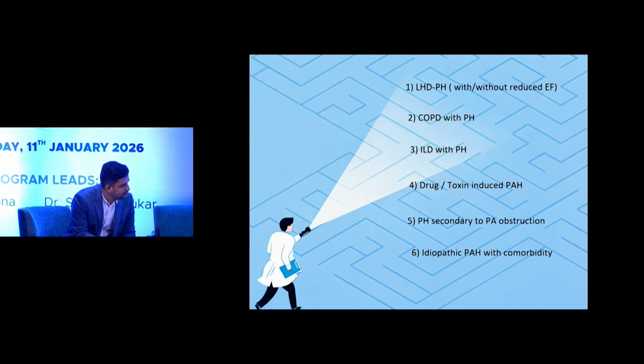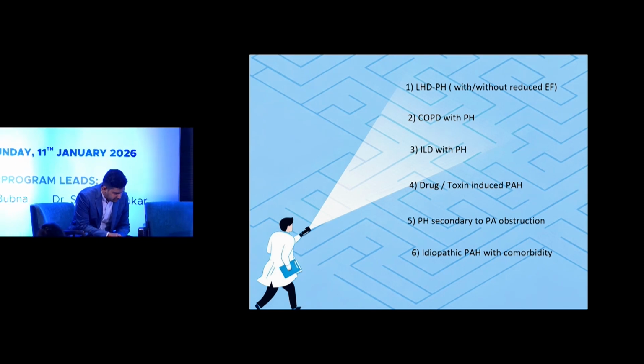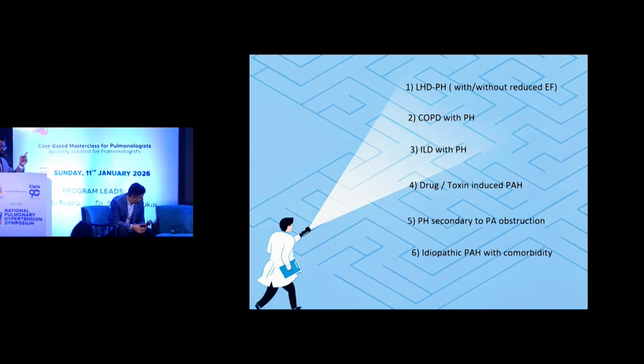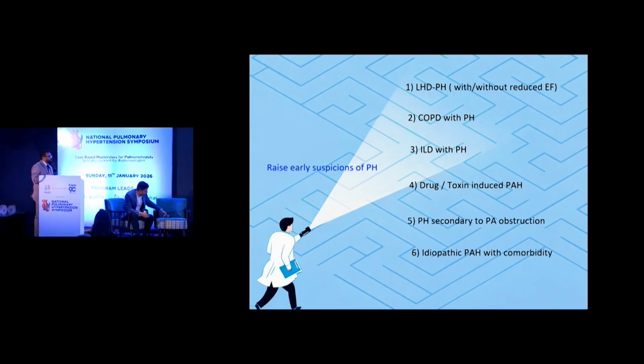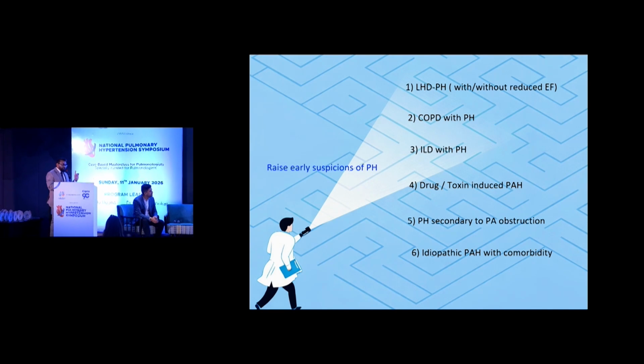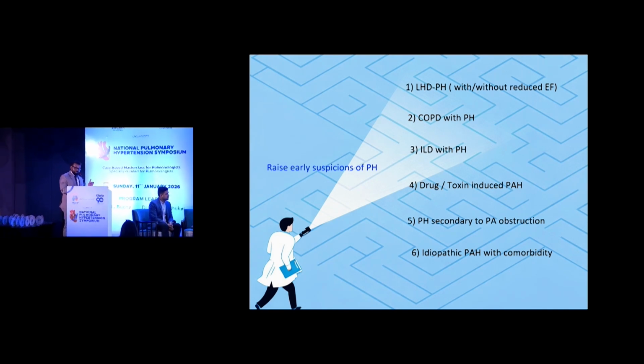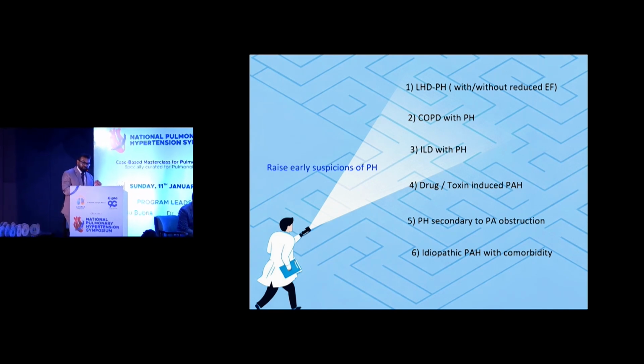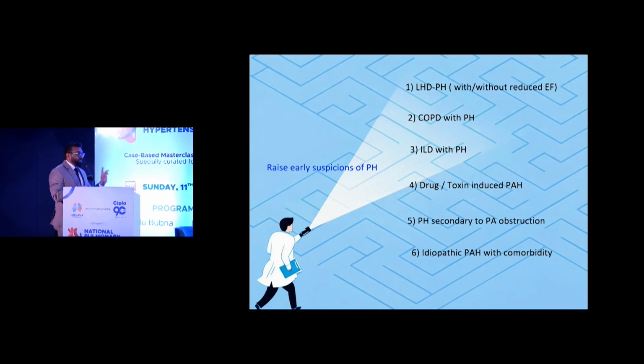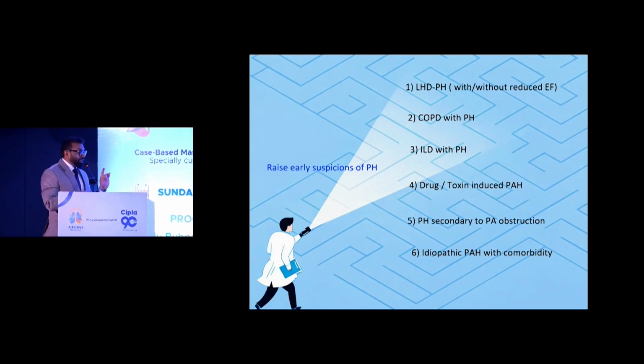So finally, as Dr. Tala was saying, we have to consider idiopathic PAH also when we have excluded the other causes. So what we have done is raise the early suspicion of pulmonary hypertension, and that is the first step in the diagnostic framework. Now the second task is to identify the underlying disease. So I would request Dr. Sanjay, what investigations would you like to do in these patients to identify the underlying disease?